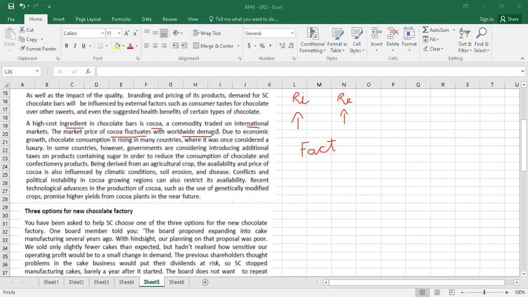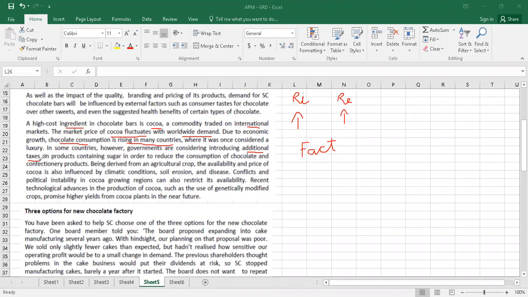Due to economic growth, chocolate consumption is rising in many countries, so the demand for chocolate is increasing. Chocolate consumption is rising in many countries where it was once considered a luxury. In some countries, however, governments are considering introducing additional taxes. So there's another aspect we have to remember. Governments are considering additional taxes on products containing sugar in order to reduce the consumption of chocolate and confectionery products.